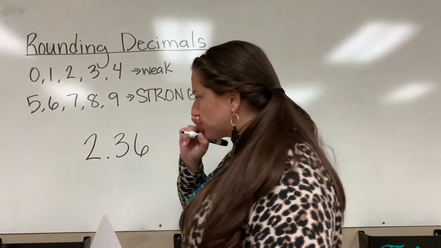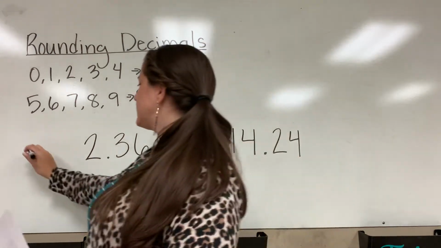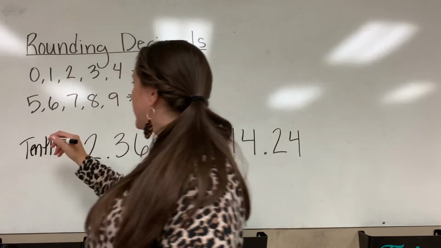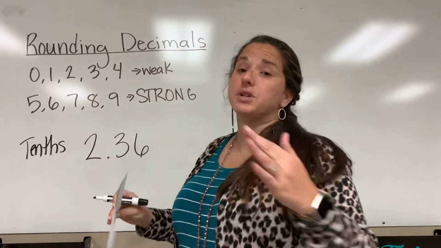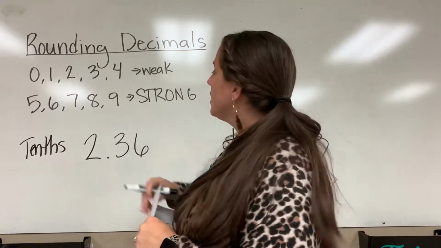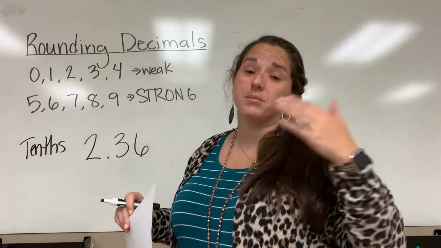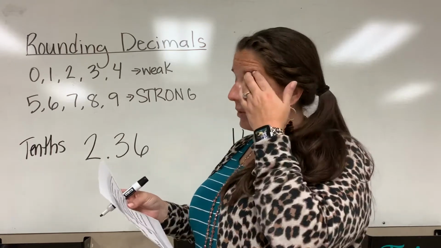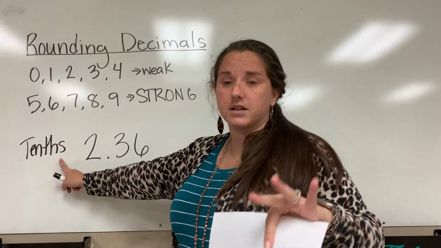So, we're gonna be rounding to the nearest tenths the first time, okay? Tenths. Okay, so 0, 1, 2, 3, 4, these are weak numbers. These numbers don't do anything, they're not strong, they don't make anybody change, they stay the same. 5, 6, 7, 8, and 9, those are strong numbers. Strong numbers make the number that's underlined go up by 1, okay? So, what we're gonna do is we are rounding to the nearest tenths place, okay?